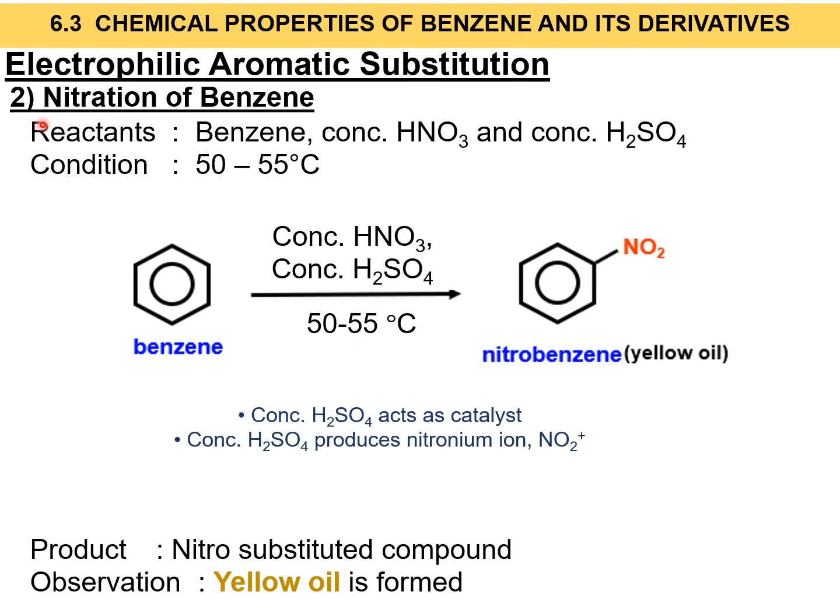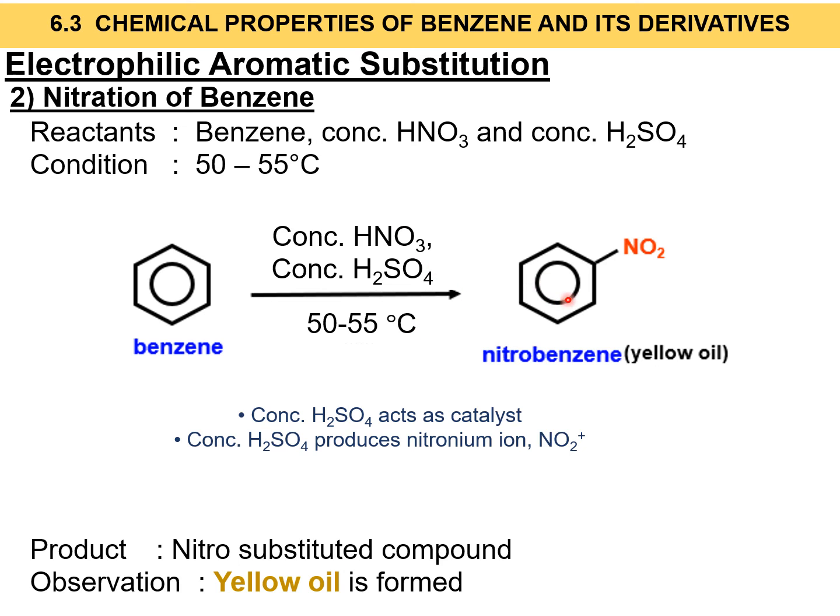Okay, the next electrophilic aromatic substitution of benzene adalah nitration of benzene. Okay, di mana kita akan gunakan reactants benzene, lepas tu concentrated HNO3, concentrated H2SO4. Di dalam condition dia, temperature dia must be 50 to 55 degrees Celsius. Kalau nak tak 55 degrees Celsius pun tak ada masalah, asalkan around this range. Faham? Ni wajib lah benda yang you kena hafal.